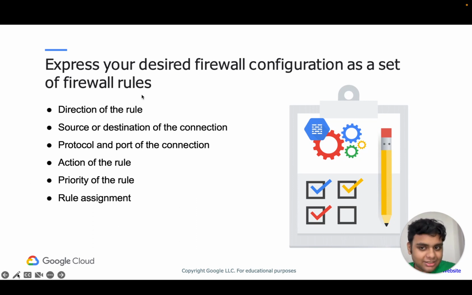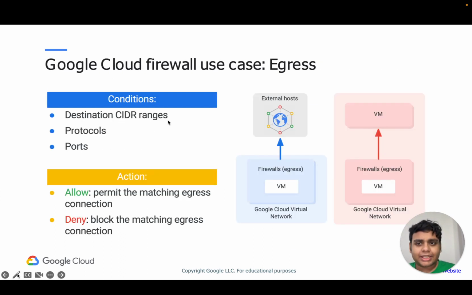And we make the direction of the rule, the source and destination of the connection, the protocol and the port, like TCP, UDP, the action of the rule, the priority of the rule, 1 to 1000 depending on the priority, the rule assignment and everything. So, Google Cloud Firewall use case: egress.